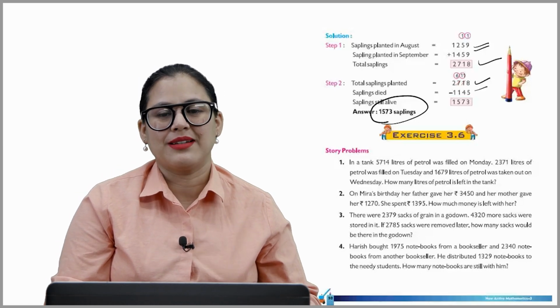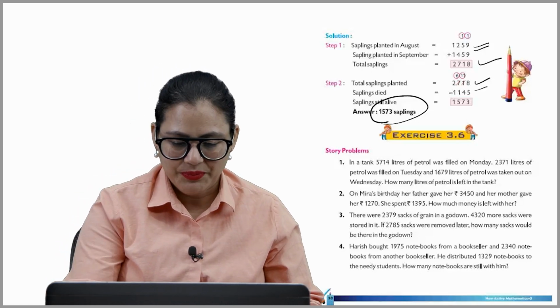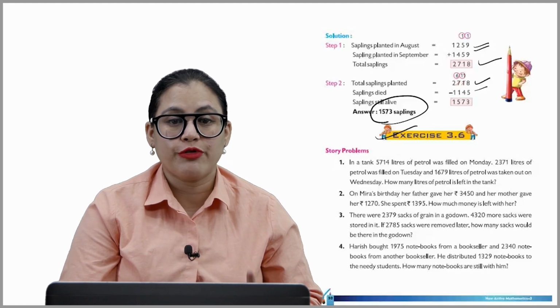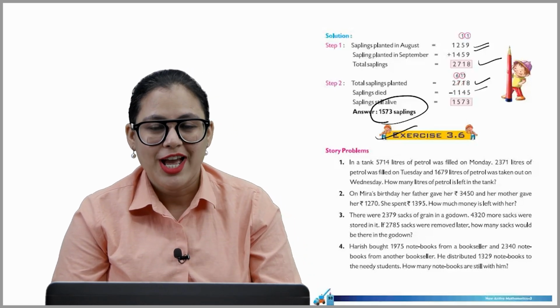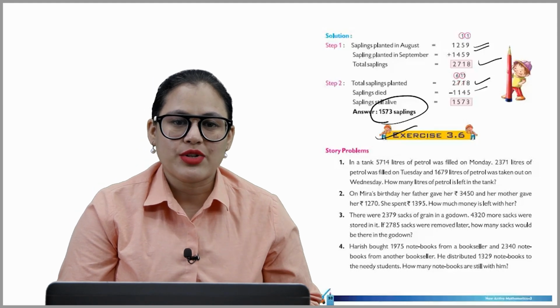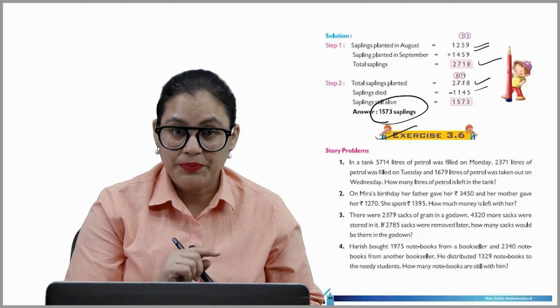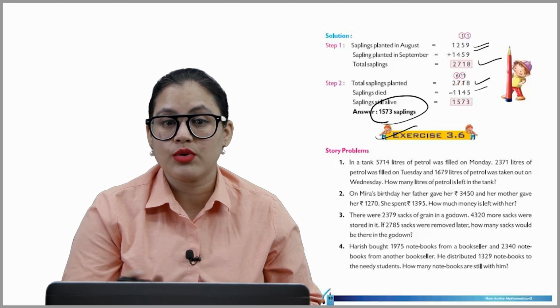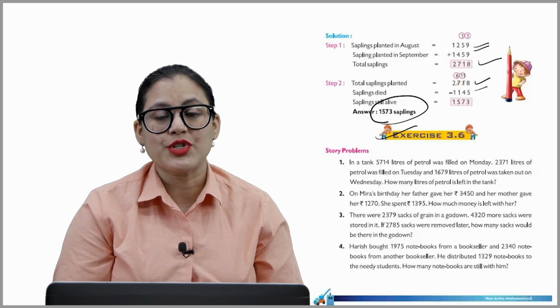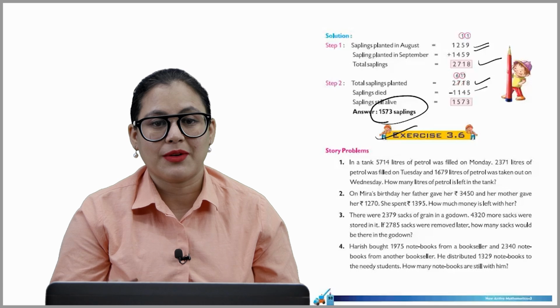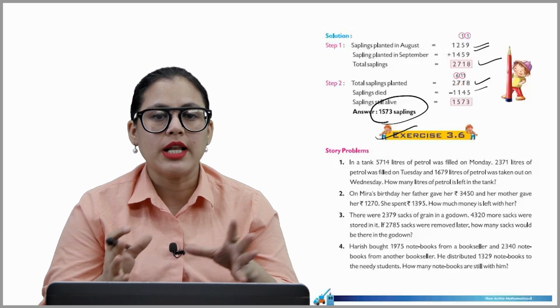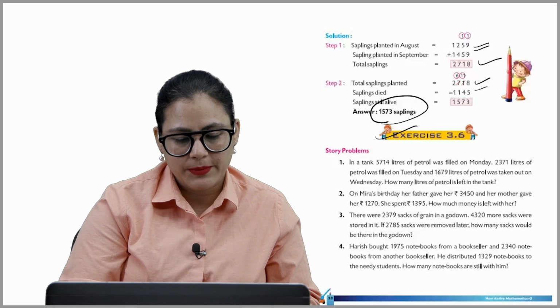Now let's do exercise 3.6. Story problems. In a tank, 5,714 liters of petrol was filled on Monday. 2,371 liters of petrol was filled on Tuesday. And 1,679 liters of petrol was taken out on Wednesday. How many liters of petrol is left in the tank? First, we will find out the total liters of petrol.